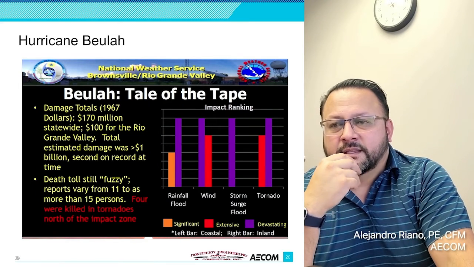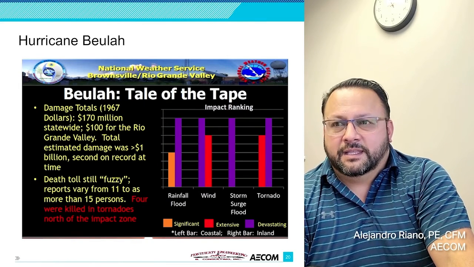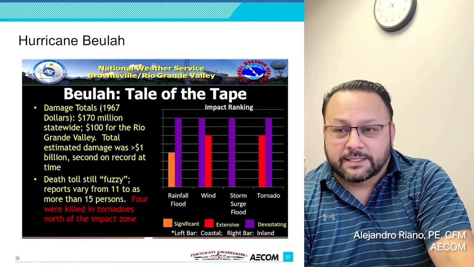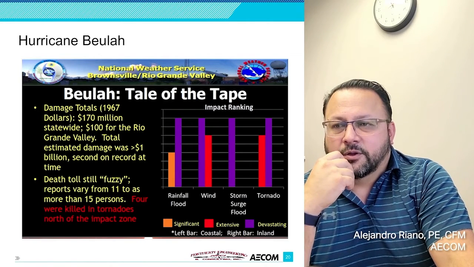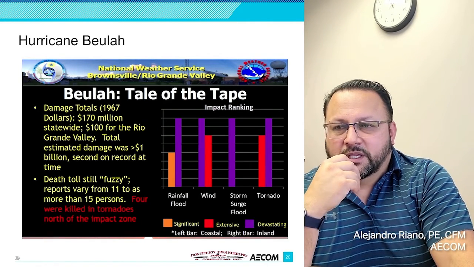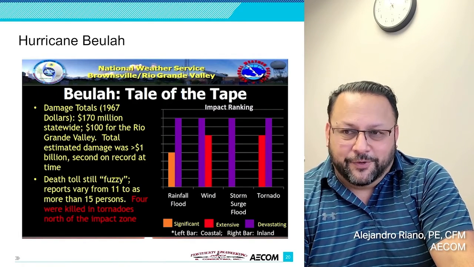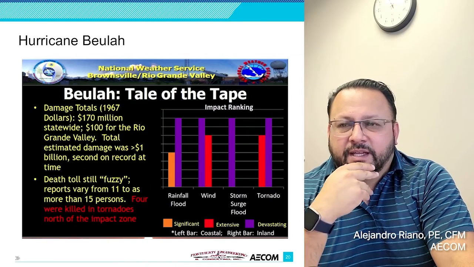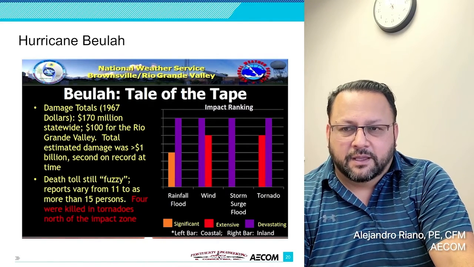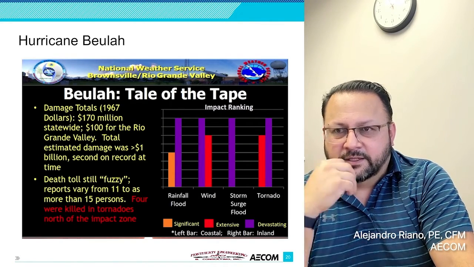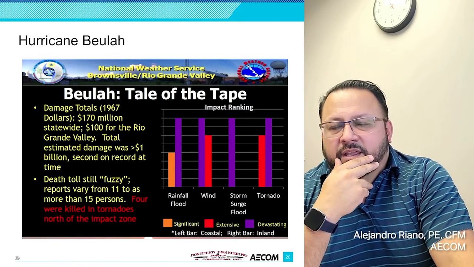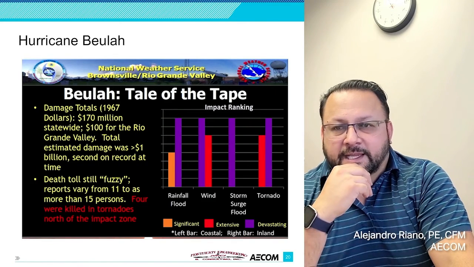Then we have the wind. Of course, having a hurricane with 163 miles per hour winds was more devastating on the coast than you would expect on land. Now, storm surge, of course, there was no measurable impact on land, so that's why it's not shown, but definitely it was devastating on the coast side.